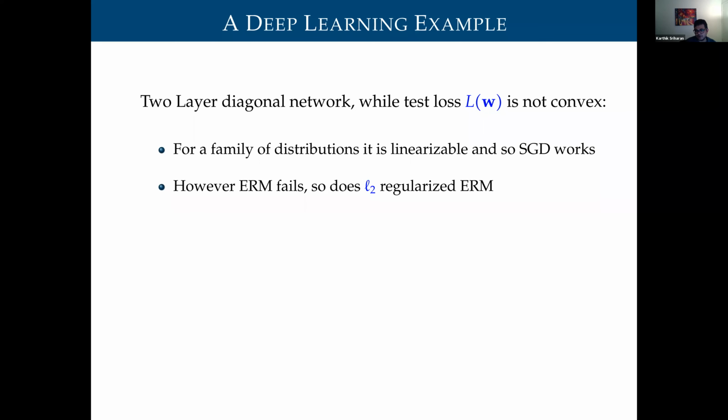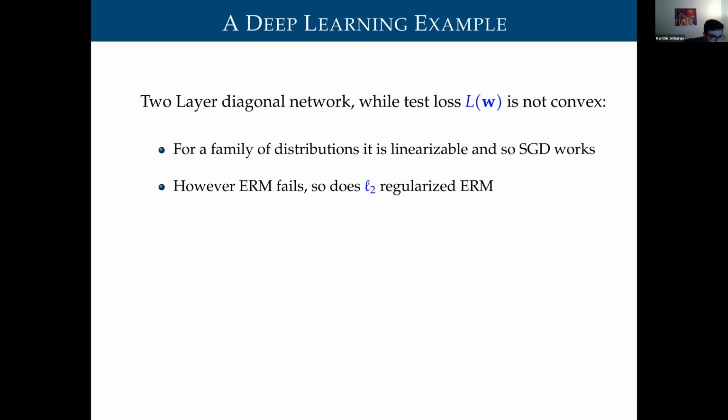the test loss is actually going to be convex. But nonetheless, what you can show is that for a large family of distributions, the test loss is still what's called linearizable, which means that it has a condition under which you can show probably that SGD works. However, what we can show is that ERM and also L2 regularized ERM will fail for these two-layer networks.